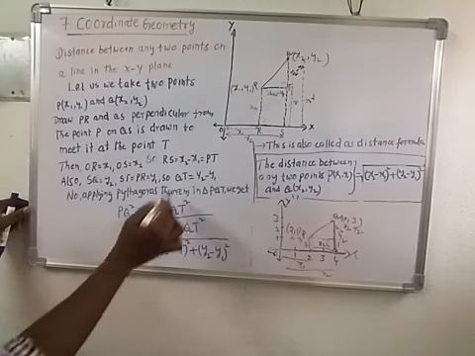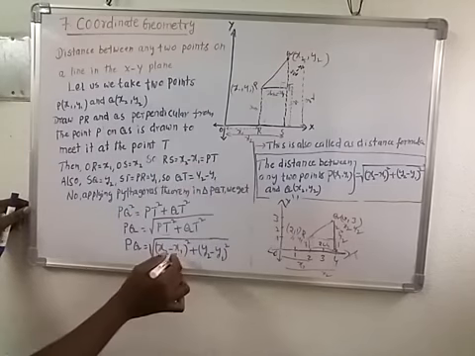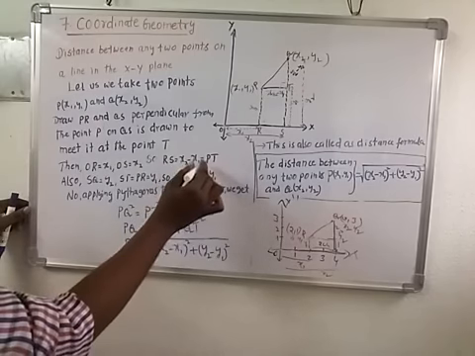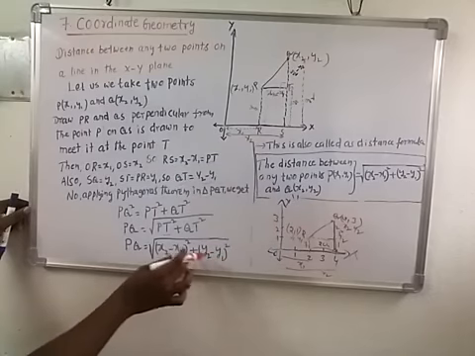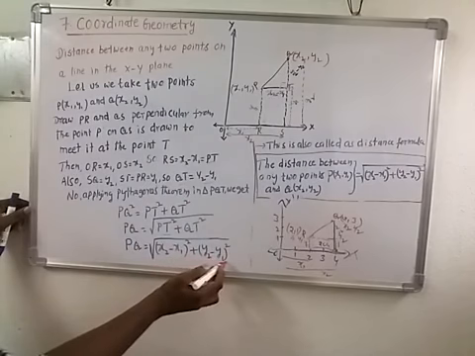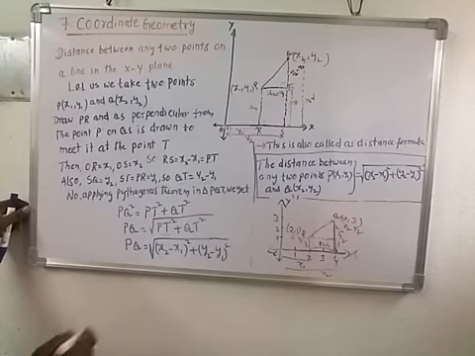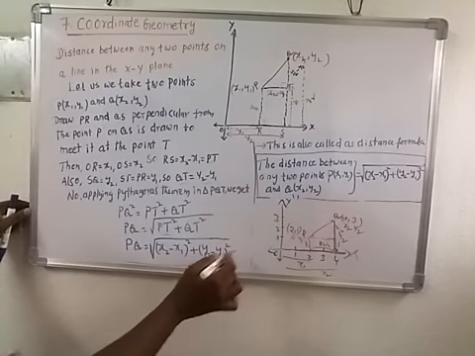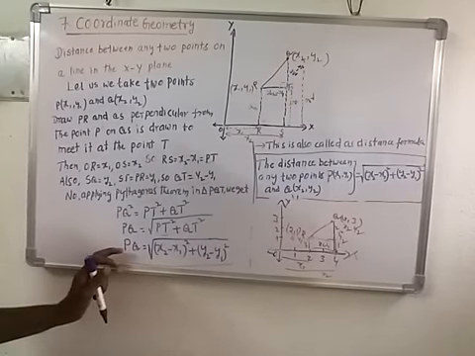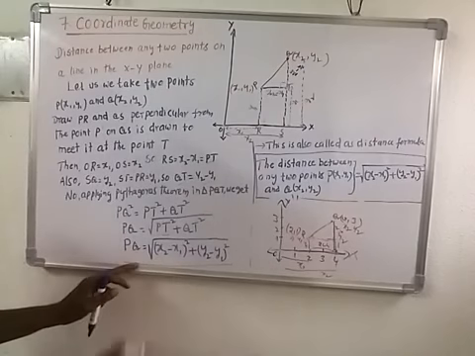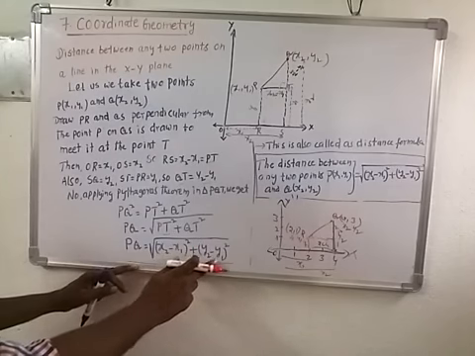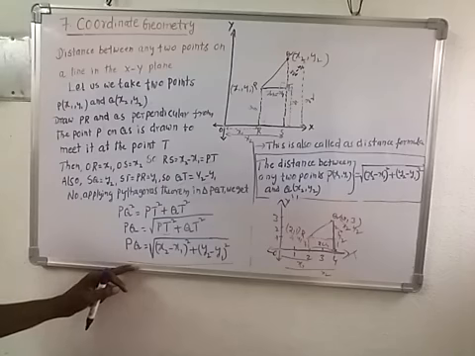So the PT value we know: PT is x2 minus x1 whole square, plus QT is y2 minus y1. We substitute the PT value and QT value in this. So that is the square root of x2 minus x1 whole square plus y2 minus y1 whole square. This we call the distance formula. So what is the distance between any two points P x1 y1 and Q x2 y2? It is the square root of x2 minus x1 whole square plus y2 minus y1 whole square.